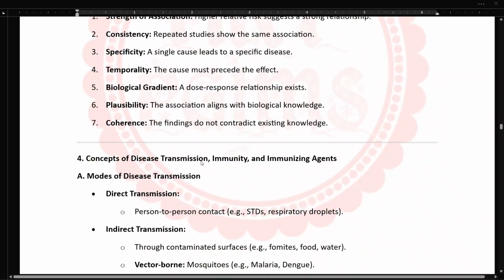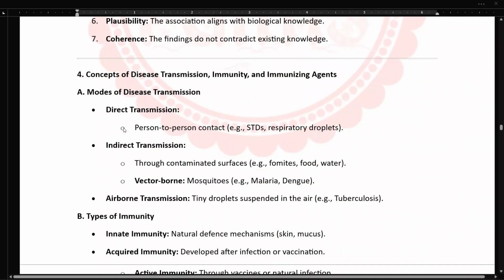Concept of diseases, transmission, immunity, and immunizing agents. So first is modes of disease transmission. Direct transmission, person to person contact. Example, STDs, respiratory droplets. Another is indirect transmission, that is including through contaminated surfaces like vomit, food, water.